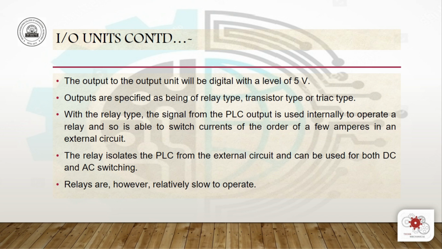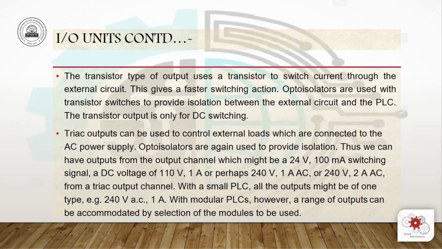With relay type output system, the signal from the PLC output is used internally to operate a relay and so is able to switch currents of the order of a few amperes in the external circuit. The relay isolates the PLC from the external circuit and can be used for both DC and AC switching. Relays are, however, relatively slow in operation. Then the transistor type of output uses a transistor to switch current through the external circuit. This gives a faster switching action.